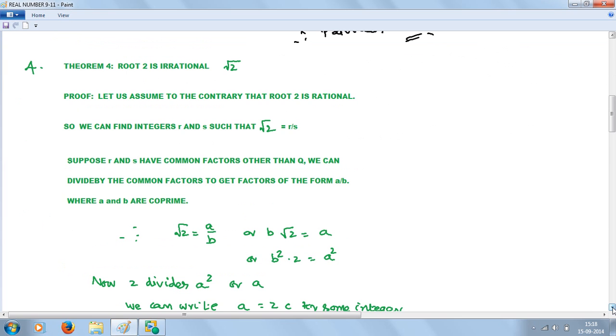Root 2 is irrational. That is all. So let us go through the definition. What is a rational number? A rational number is possible to write in the form of p by q.